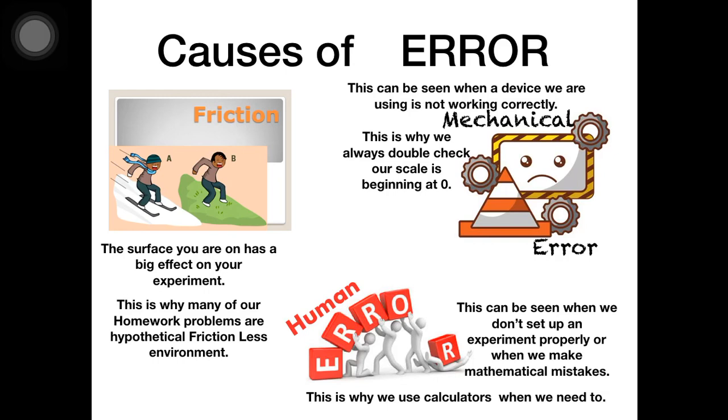Now, if you look up there at the top, mechanical error can be seen when a device we are using is not working correctly. I have had in the past a lot of trouble with my spring scales. This is why I always double check our scale is beginning at 0 when we begin to measure the force needed. It is very important to make sure that the tools that we are using are working properly. So these are 3 out of 4 errors, and next week we will discover the 4th error.